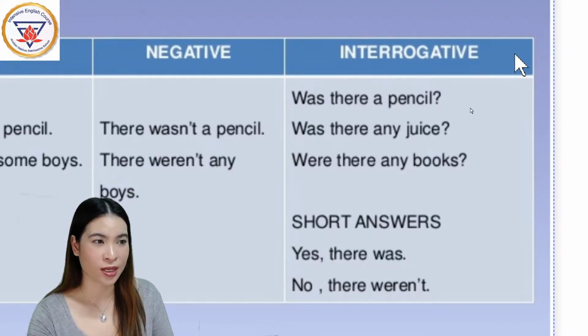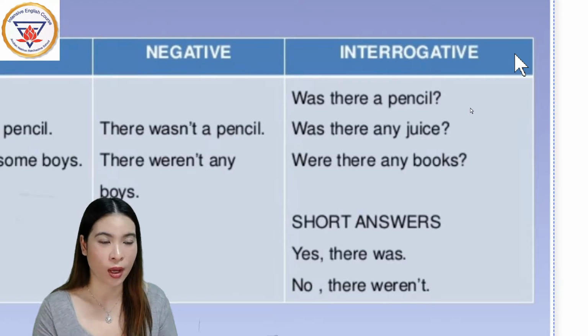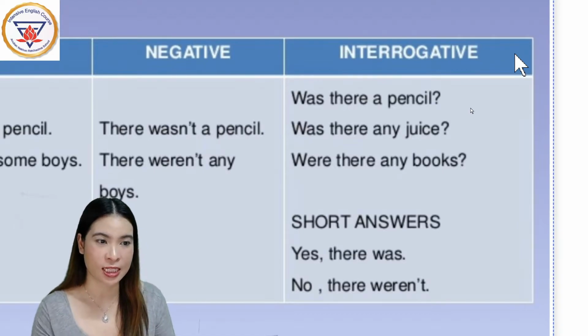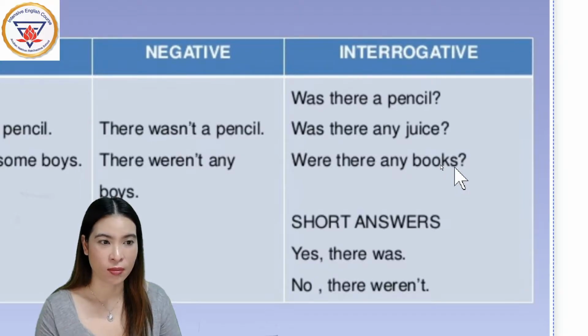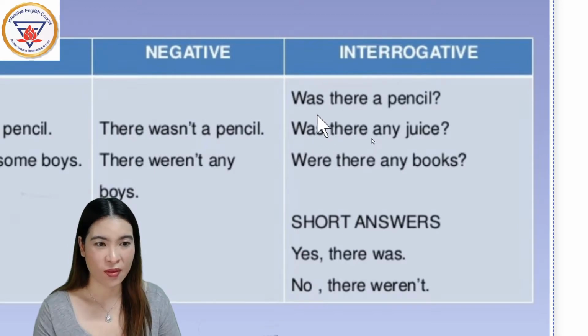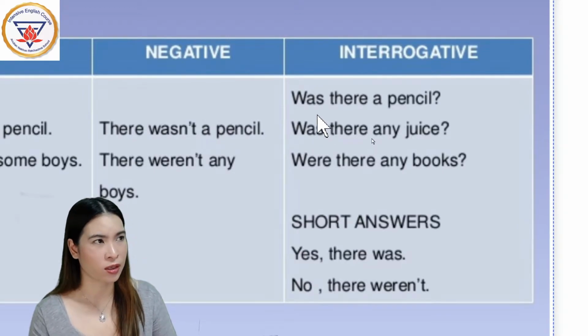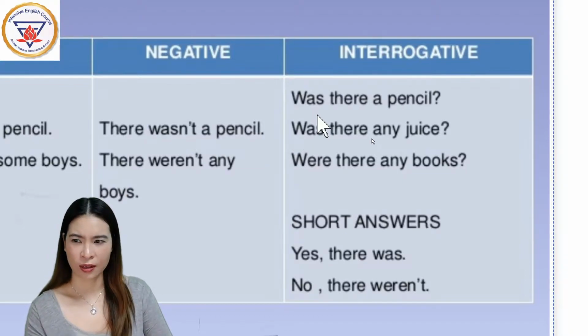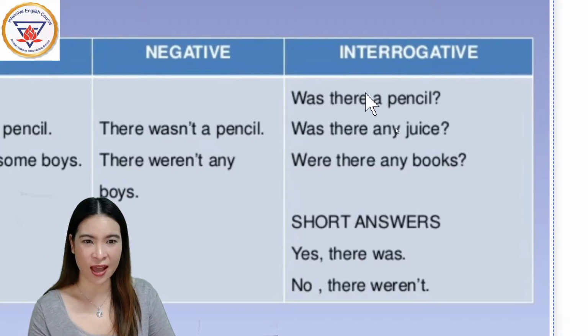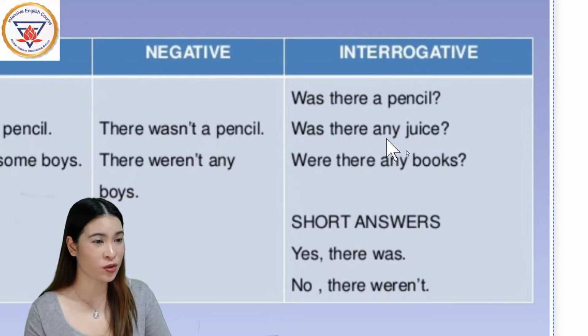For the interrogative form, or the question form, we put was or were in front of the sentence. For example, was there a pencil? Was there any juice? Were there any books? But wait a second, this one is using was, that means it's singular, right? Why is this one using a and this one using any? Who can answer these questions?